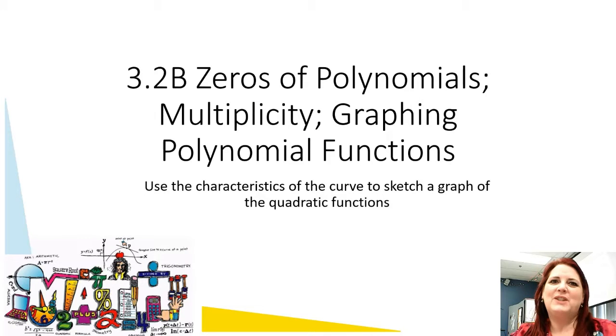Hello class. Today we're going to be looking at a few more characteristics of our polynomial functions. We're going to look at where the zeros are and the multiplicity of those zeros, and combined with the other things that we've learned in the past about those characteristics of polynomial functions, we're going to be able to graph a sketch of those. So let's go ahead and get started.